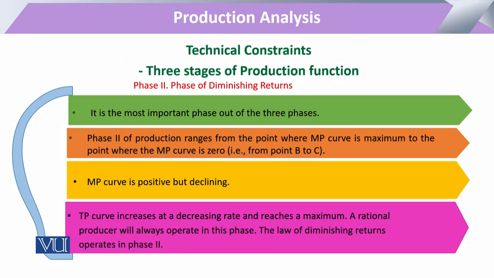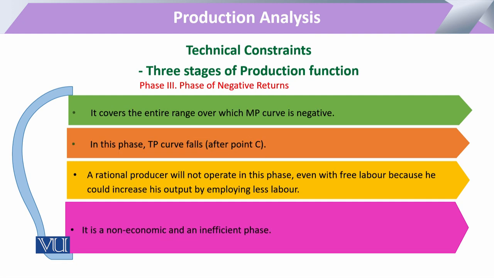And when we have explained the first stage, second stage, and the third stage one by one, we have various related parameters that give the possibility of various decisions to the entrepreneur. So phase two is actually the phase of diminishing returns, and phase one is called the phase of increasing returns. After the second stage, we have the third stage, and due to the decline in the total product as well as the negative marginal productivity, this phase is called the third phase of negative returns.